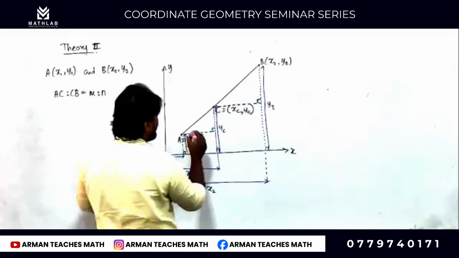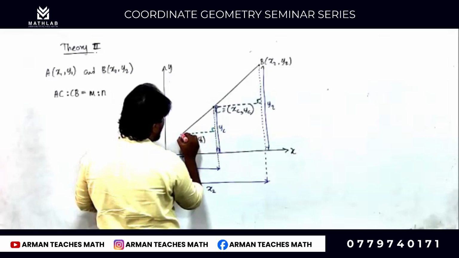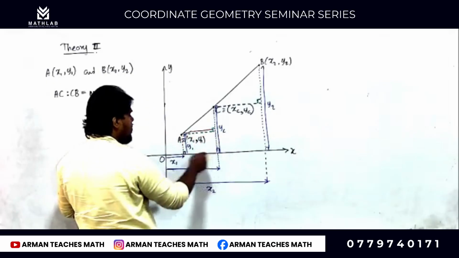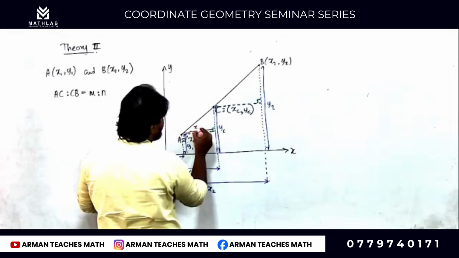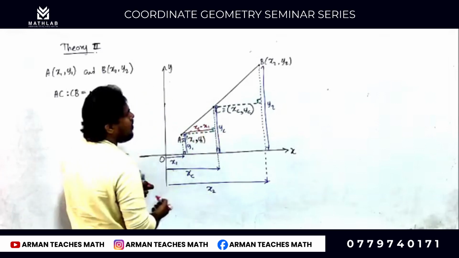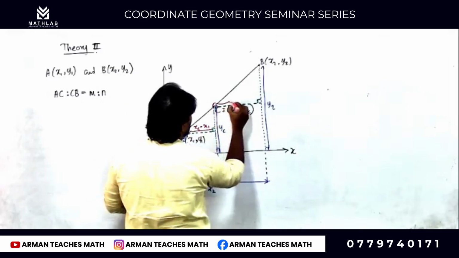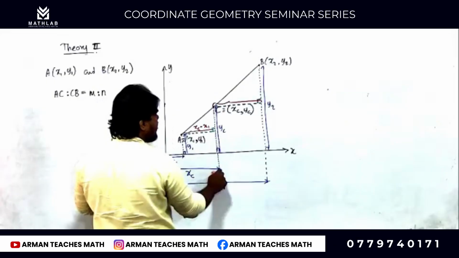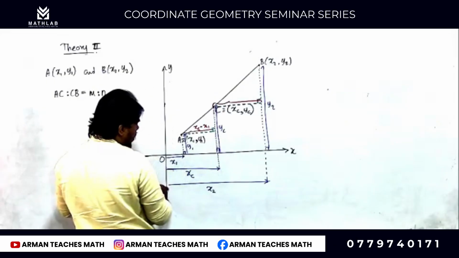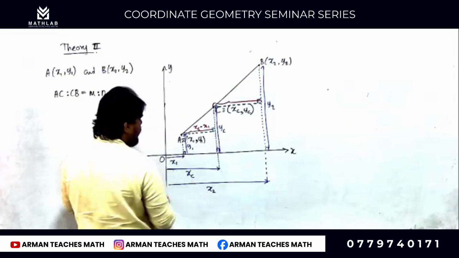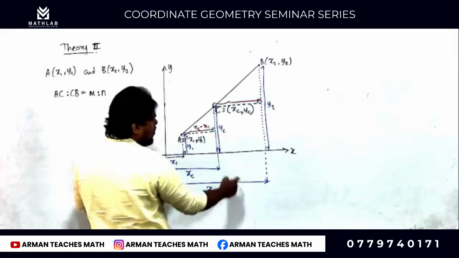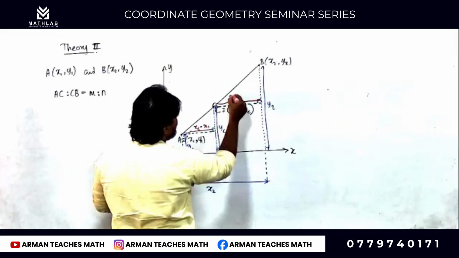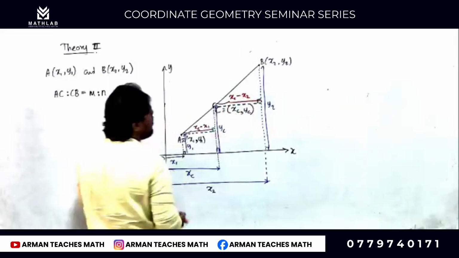Finally, I'll mark the data properly. This length is xc minus x1. How about this length? From the origin to this point, the length is x2. From the origin to this point, the length is xc. So this gap is xc minus x2.